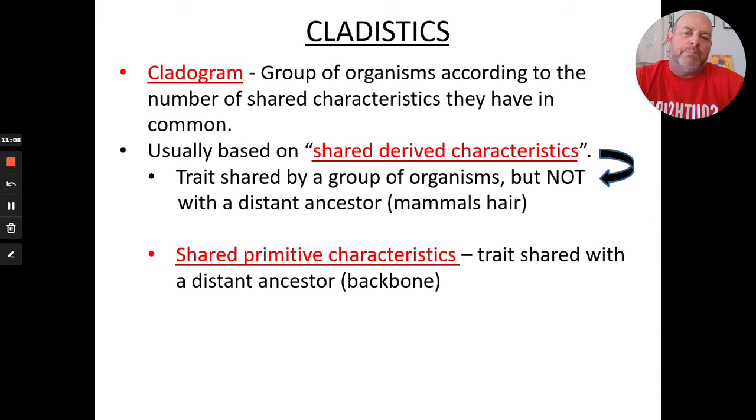On the shared primitive characteristics, this is the trait that's shared with a distant ancestor. So things like backbones. Mammals and reptiles and birds and other organisms have backbones, as does their common ancestor. So those are traits that you can trace back far longer than you can the shared derived ones. If it's derived, that means it came later. Okay?